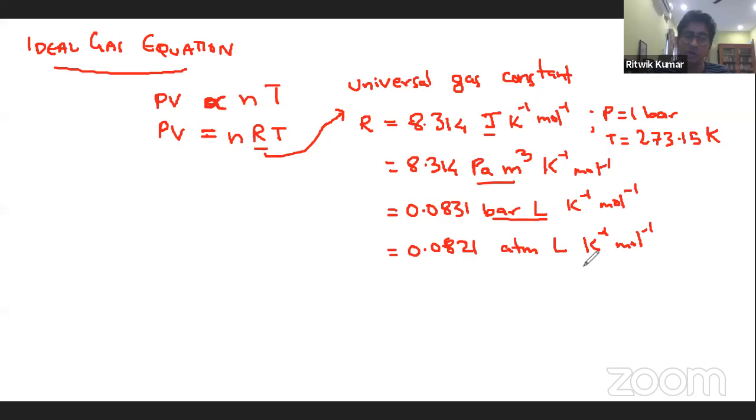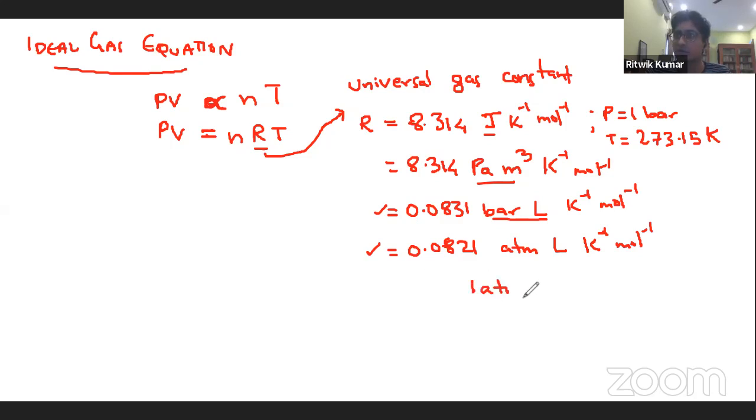So be careful as to the units you are taking. These are the different ways. Then you can have many other different types. In CGS units, they are not that important. If you want, you can check them out based on their conversion rates. But mostly we'll be using these.